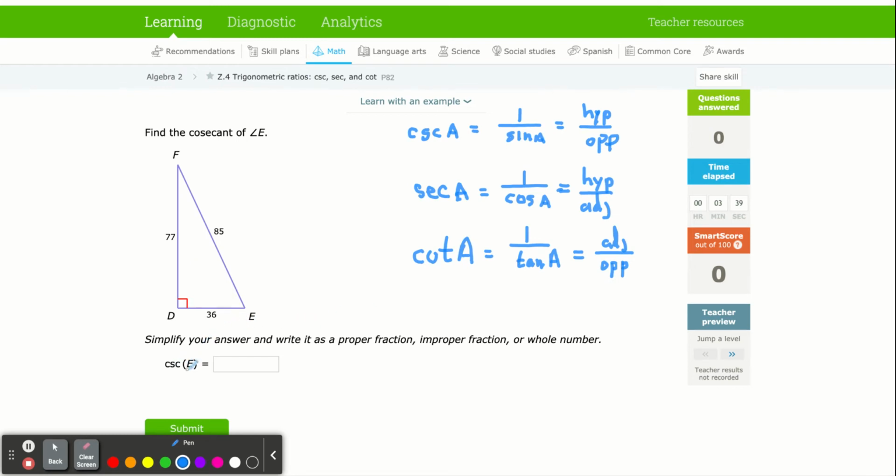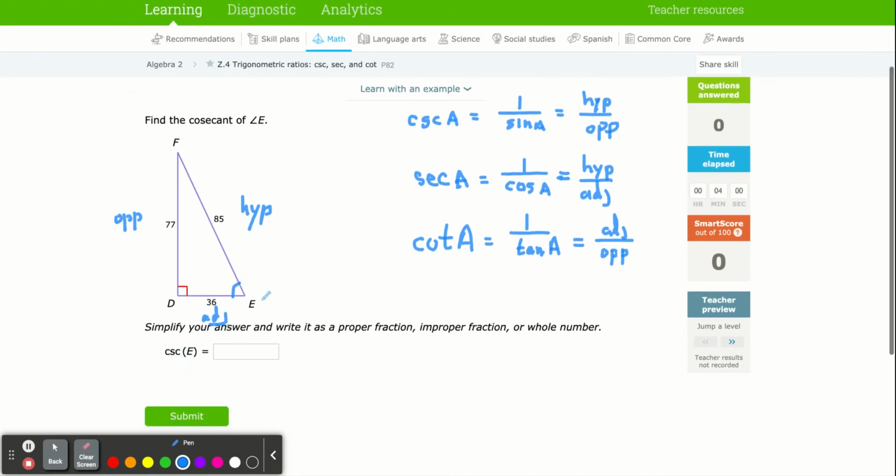Then all we need to do is identify our angle. This is the angle we're looking at. So let's identify the three sides as far as which one's the hypotenuse, which doesn't matter which angle we look at, which one's the opposite, which now that does depend. Since we're looking at E, this is the opposite, and since we're looking at E, this will be the adjacent.